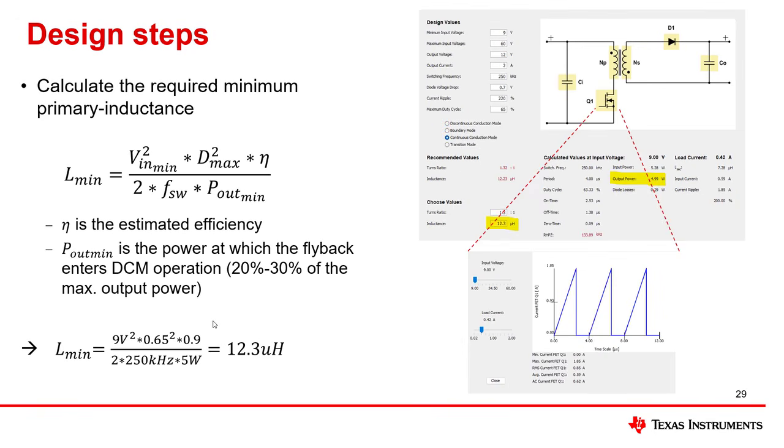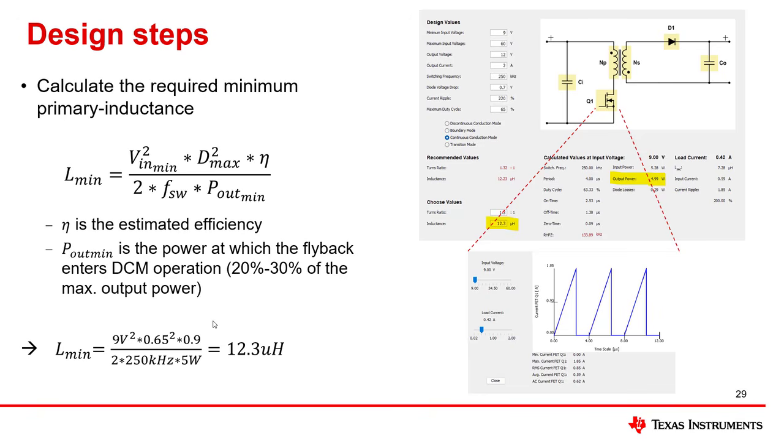The next step is to calculate the required minimum primary inductance. This can be done using the formula shown here. When the output power is low enough, the flyback will switch from CCM to DCM operation at a certain point. When we set this point to 20 to 30% of the maximum output power, in this case 5 watts, we will get a minimum inductance value of 12.3 microhenry.